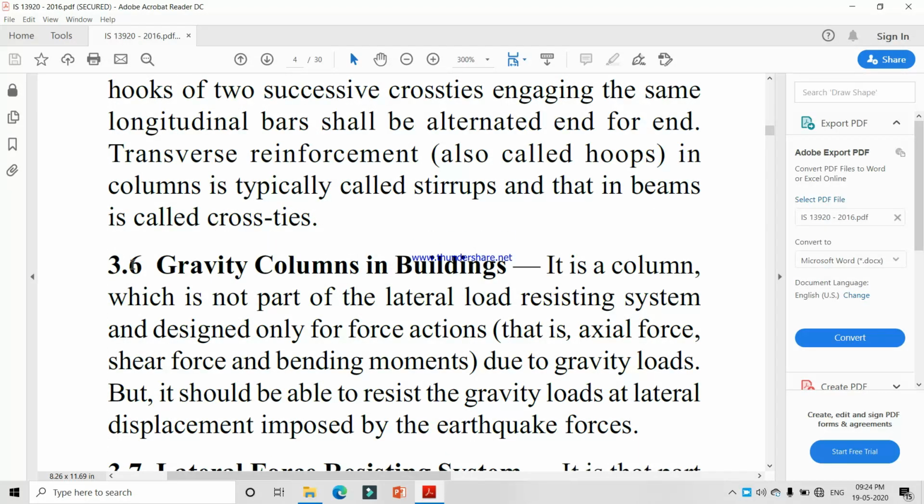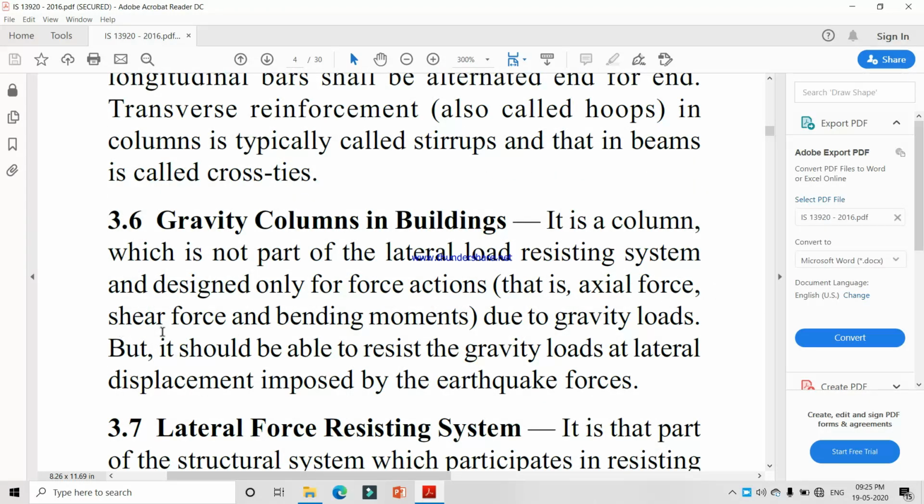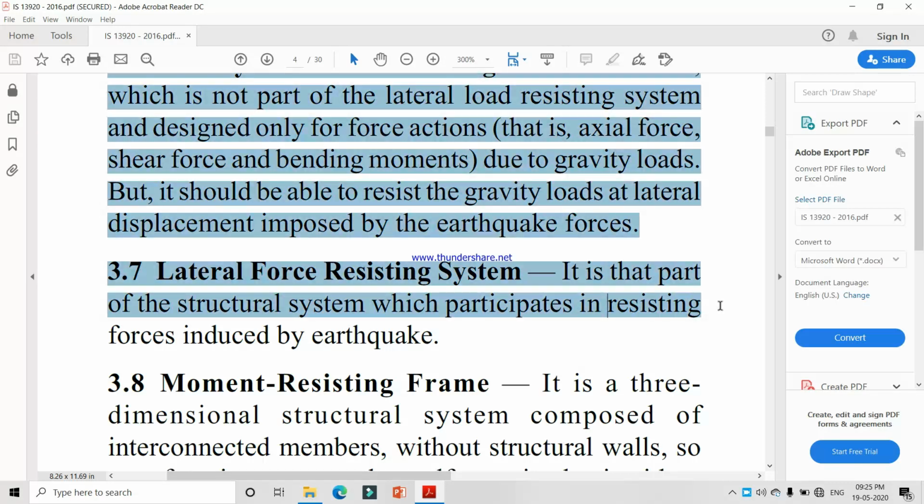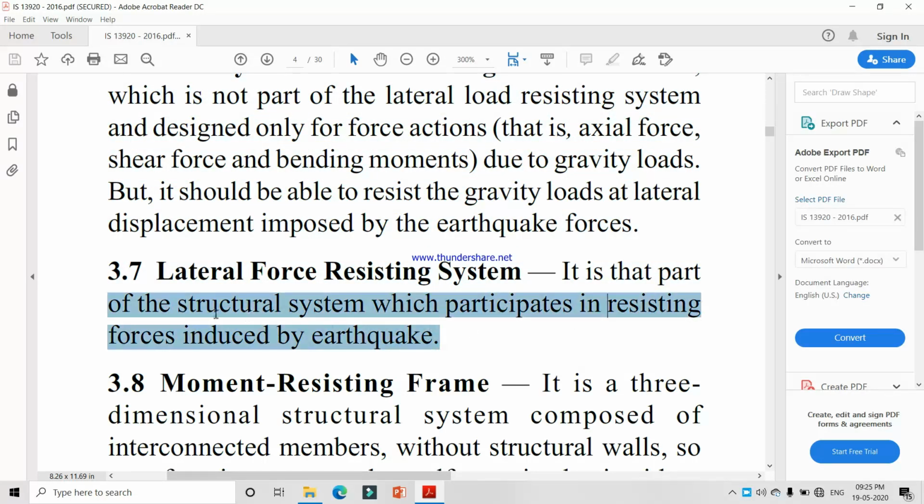This is a gravity column. A gravity column is not part of the lateral load resisting system. It is only for axial force, shear force and bending moment. This is the lateral force resisting system. It is the part of the structural system that resists only the force induced by earthquake. Lateral force means horizontal force, so it will absorb and resist the earthquake force.